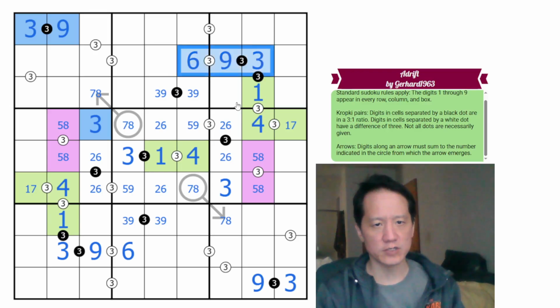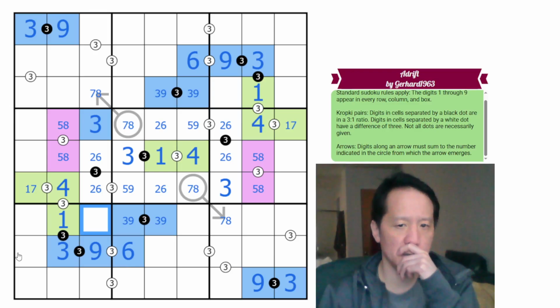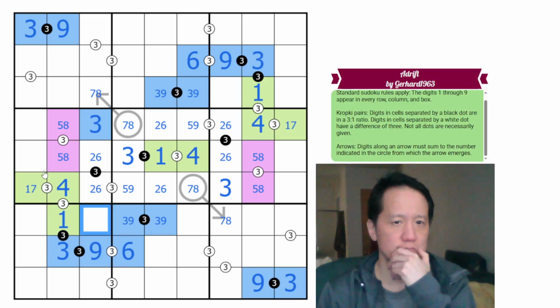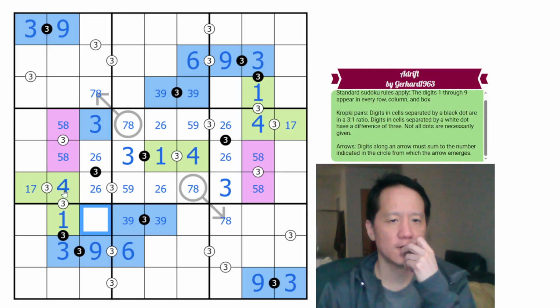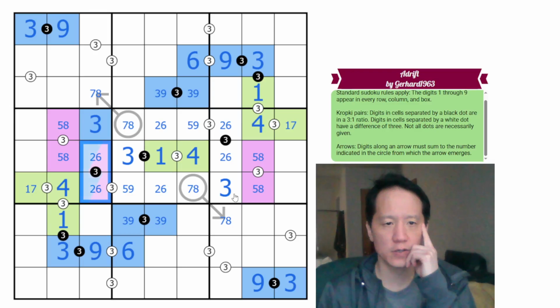So all of those are already done. These are blue. These are blue. And these are blue. This is blue and pink. This is blue and pink. This is also blue and pink. And this is blue.